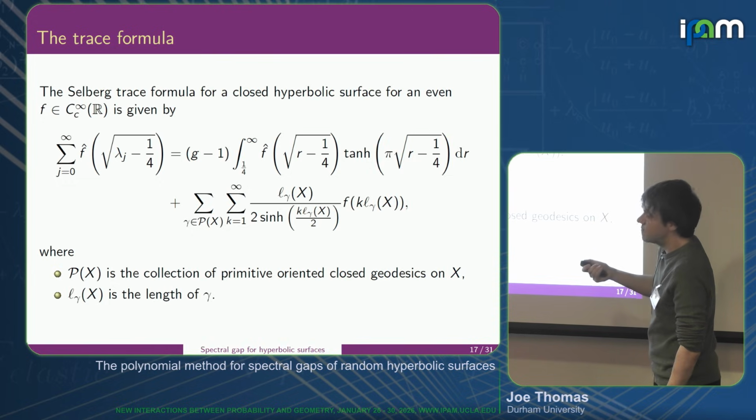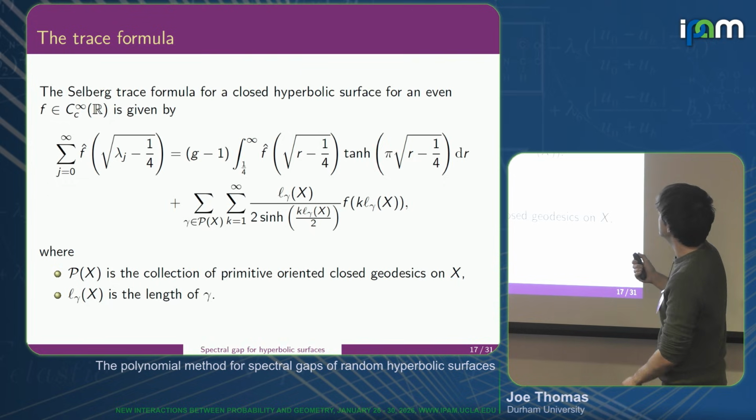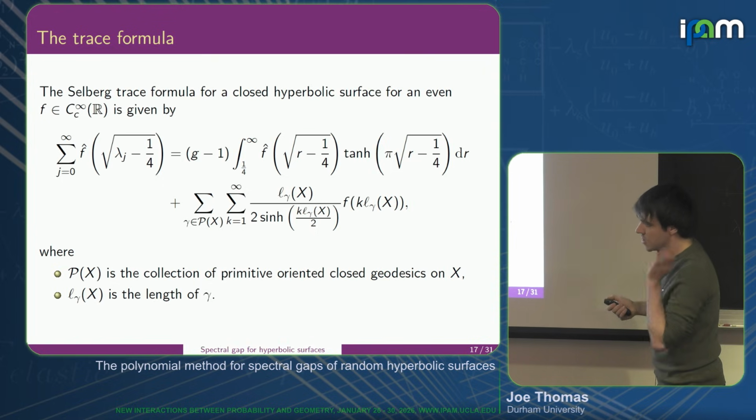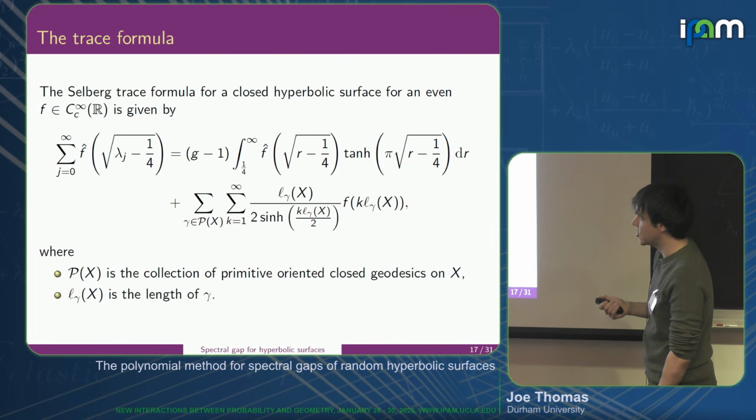So I need to take some function of the Laplacian instead. What we do is we take some nice, smooth, compactly supported function on the real line that's even, for some technical conditions. I look at its Fourier transform. It's going to be a nice decaying function. I look at the square root of the Laplacian minus 1/4, take the Fourier transform of f, evaluate it at this thing, and then compute the trace. It's a trace class operator now, so it's just the sum over the eigenvalues.